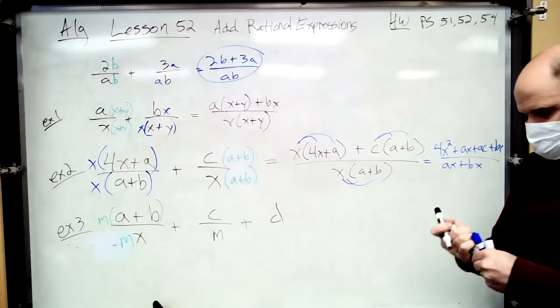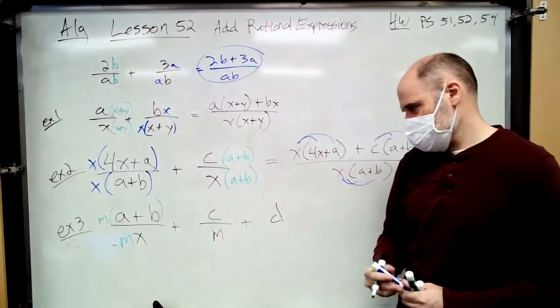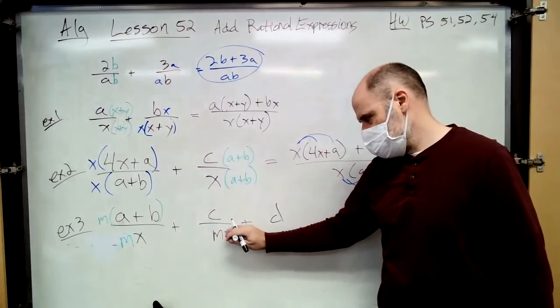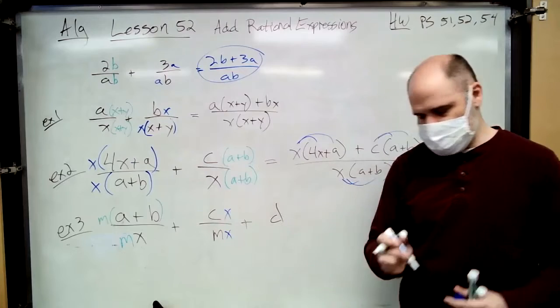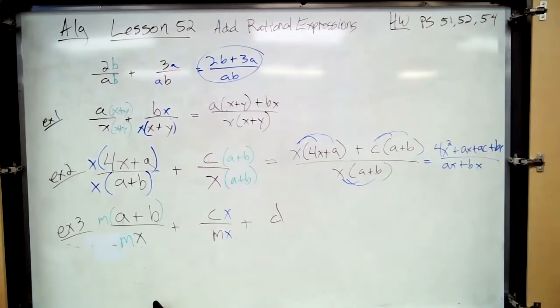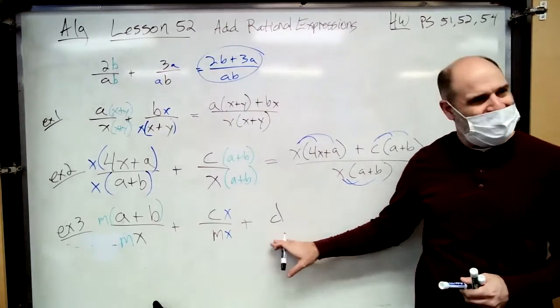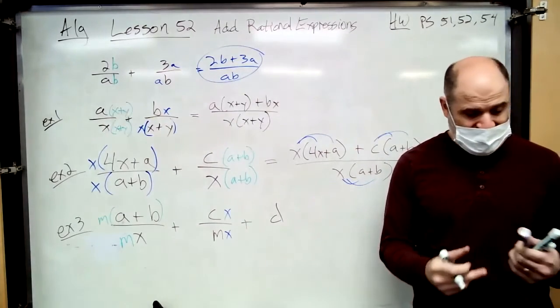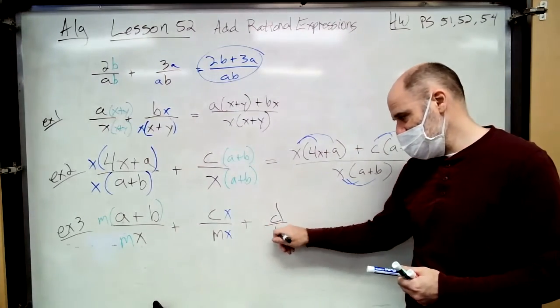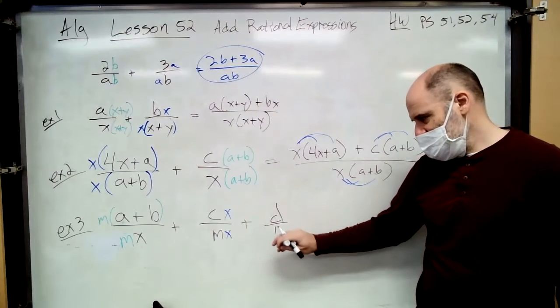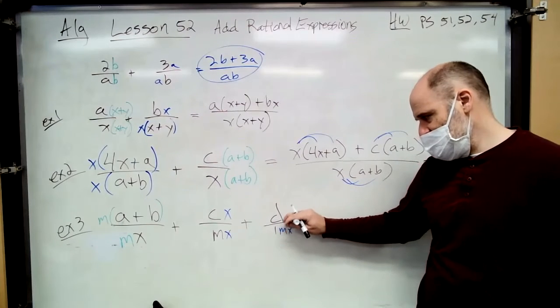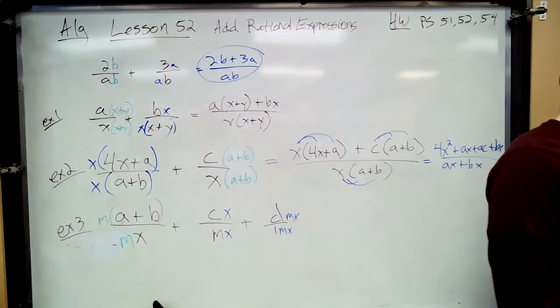Okay, what does the second fraction need? An X. We'll put an X there. All right, what about the third fraction? What does that one need? Yeah, both of them, because this is over 1. So how do you turn that 1 into an MX? Multiply by MX. So this is like that. So really, you can just do that, and you're good, right?